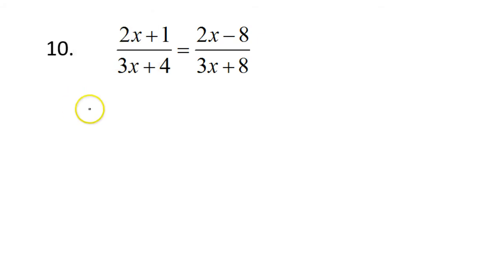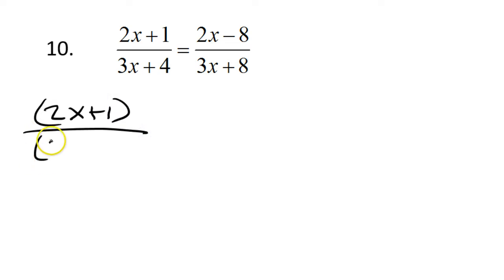I'm going to space this out again. So I have 2x plus 1 over 3x plus 4.